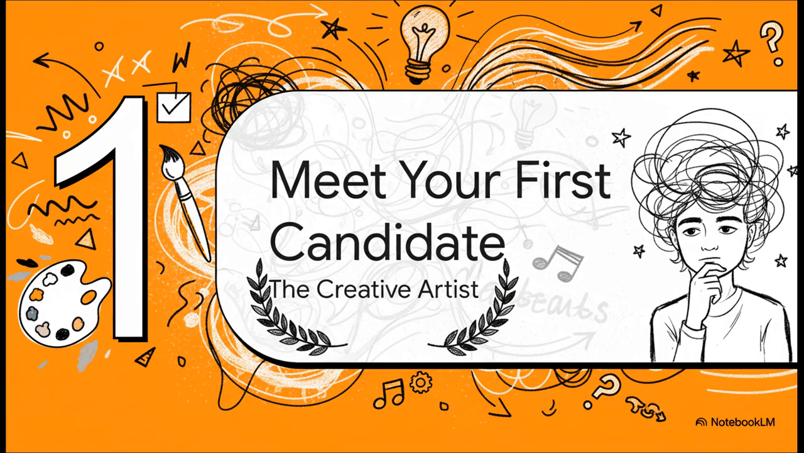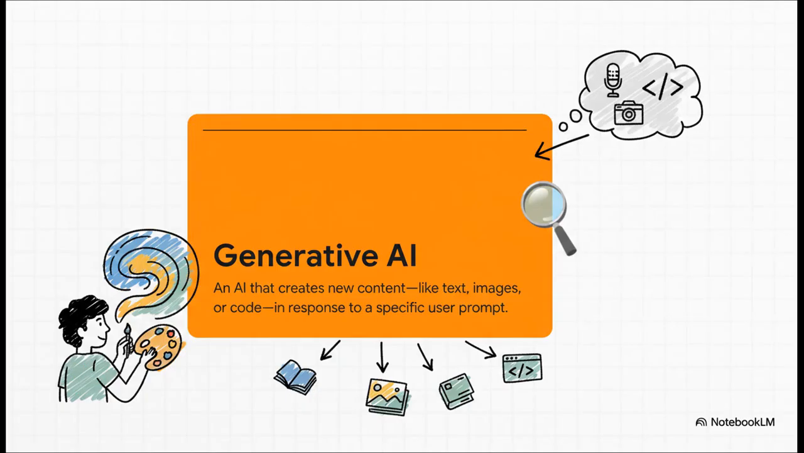This is generative AI. Okay, so this artist is a master of creation. You give it a very specific request, what we call a prompt, and boom, it generates brand new, original content just for you. Think about it. Drafting an email, writing a piece of code, or even creating a mind-blowing image just from a few words. It's a specialist in making things.